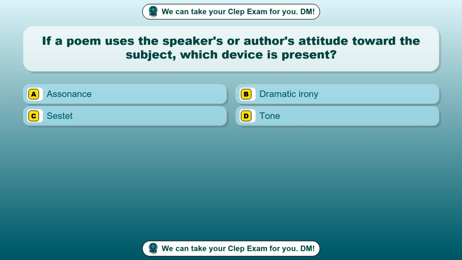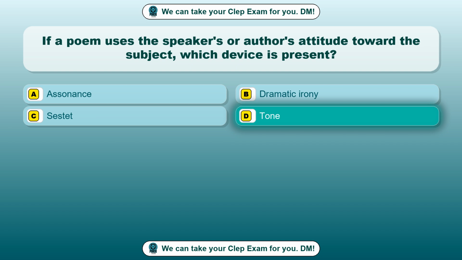Question 53. If a poem uses the speaker's or author's attitude toward the subject, which device is present? Option A, Assonance. Option B, Dramatic irony. Option C, Sestet. Option D, Tone. The correct answer is option D.